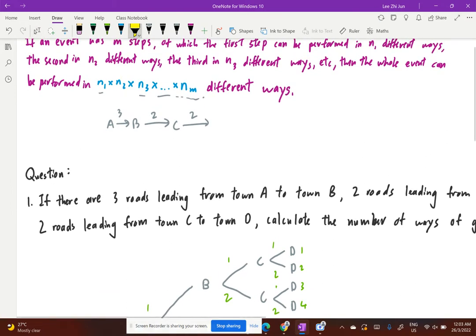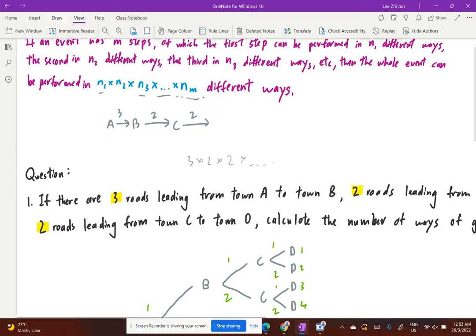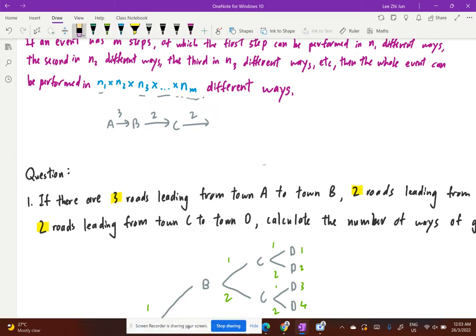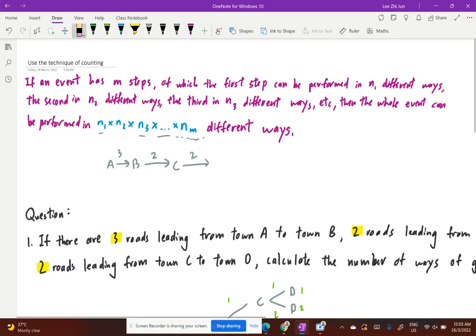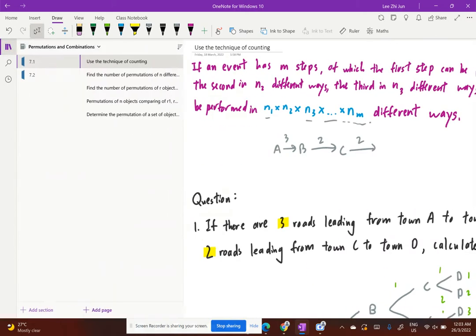Just see, here we have 3, 2, 2. You get all the numbers and you just multiply all of them. It's just easy. So let's go to the definition of permutation.